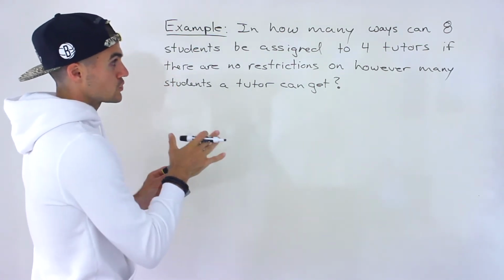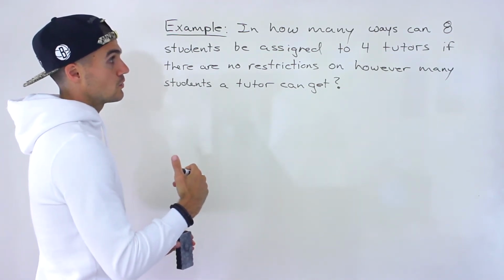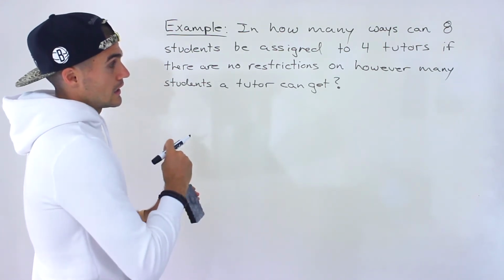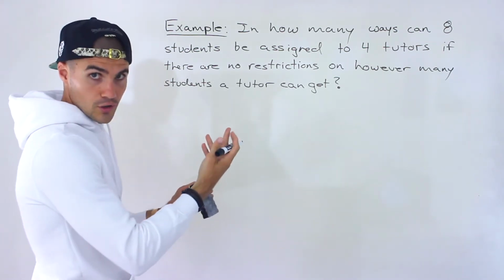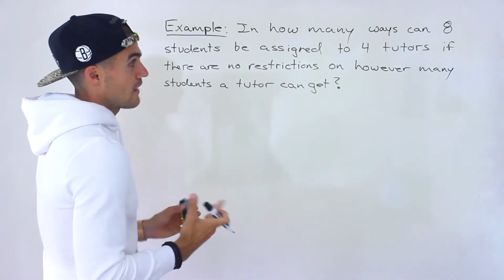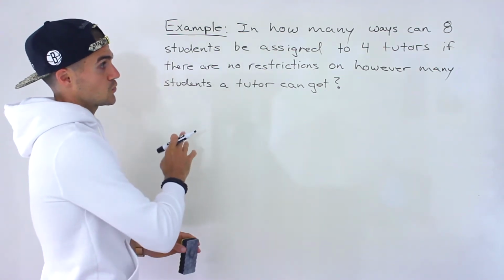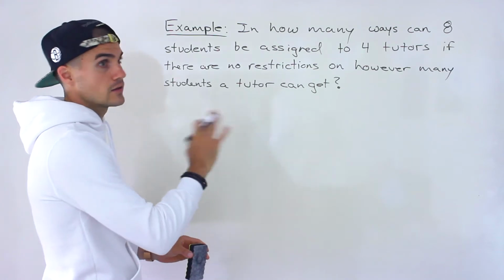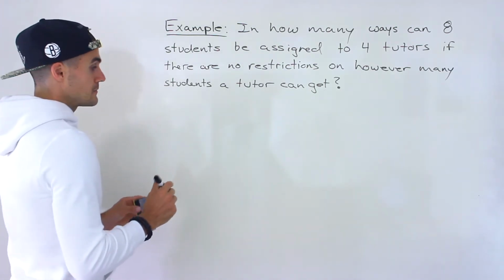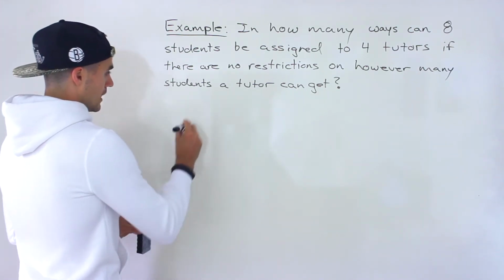We're going to assign them to 4 tutors. There's no restrictions also on however many students a tutor can get. So on an extreme case, there could be a case where one tutor gets all 8 students. Most likely going to be some kind of mix, but that can happen as well. That's what we mean by no restrictions. So there could be a case where one tutor gets all 8 students and then the other 3 tutors get no students.